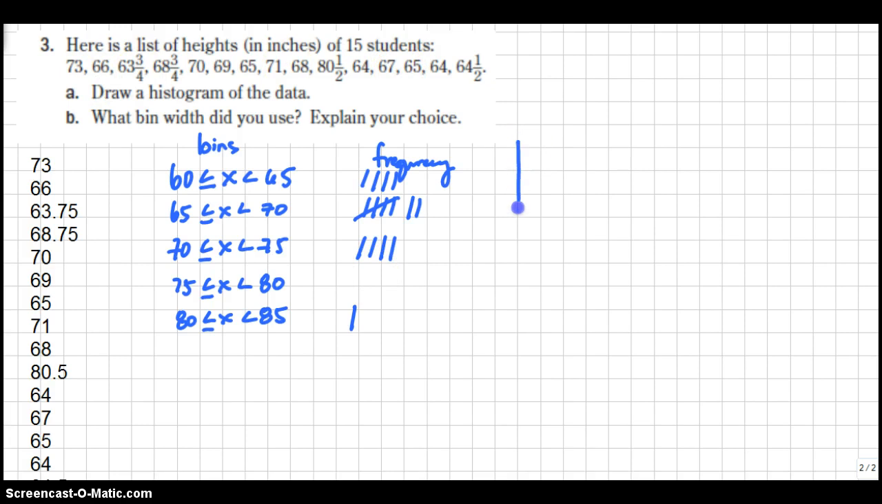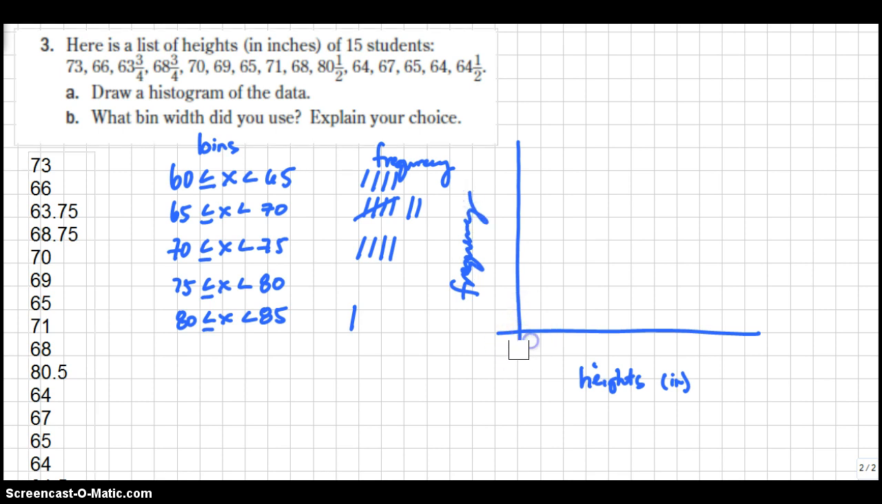Now let's go ahead and draw the actual histogram itself. And for that you need to make sure that you label both the x and the y axis. I'm going to say heights in inches and frequency. Then you need to choose a scale. And for your scale, the scale has already been determined by your bins that you chose. Just make sure you have enough room to show all of the bins. Know that your x-axis does not have to begin at 0. You can simply start with your very first bin.